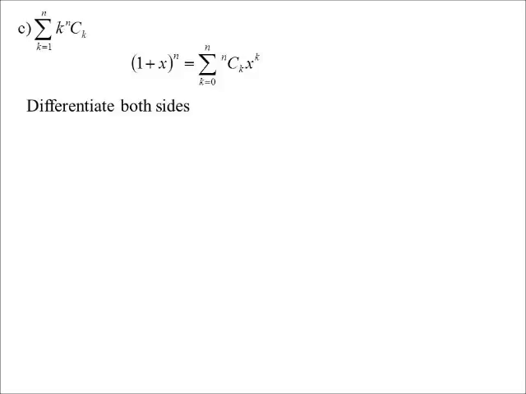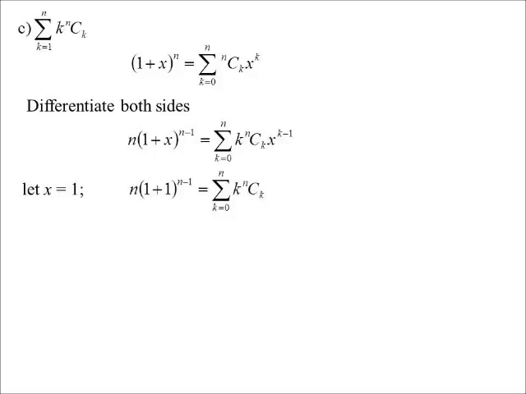Differentiation. So if I now differentiate both sides, this is where sum notation can be useful because I don't have to write out every term. I can just get the general term and say, well, this is what's going to happen. So if I differentiate both sides, left-hand side, I'll get n lots of (1 plus x) to the n minus 1. On the right-hand side, I get this new general term, k nCk x to the k minus 1. And so now I can let x equal 1, and that will leave me with the k nCk that we're looking for. So on the left-hand side, I've got n times 2 to the power of n minus 1.